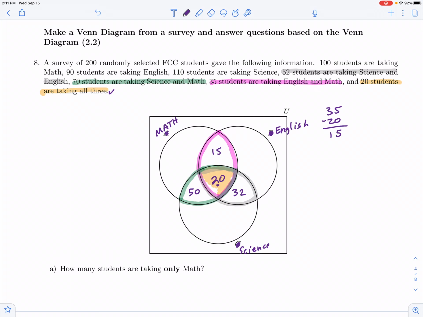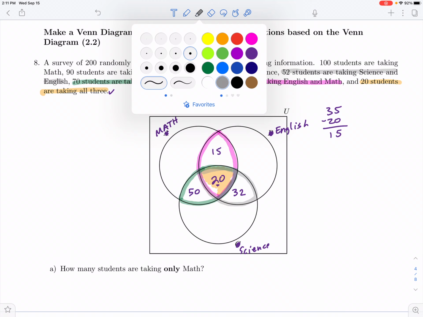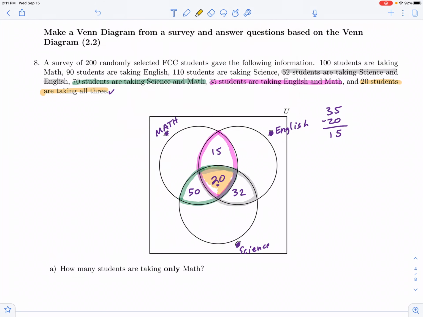All right, now we want to go out to the big circles. Let's start off with the math students. We've got 100 students taking math. Let me grab a different color here, this gold color, and see what it looks like. We've got 100 students taking math, so this whole entire circle consists of 100 students.